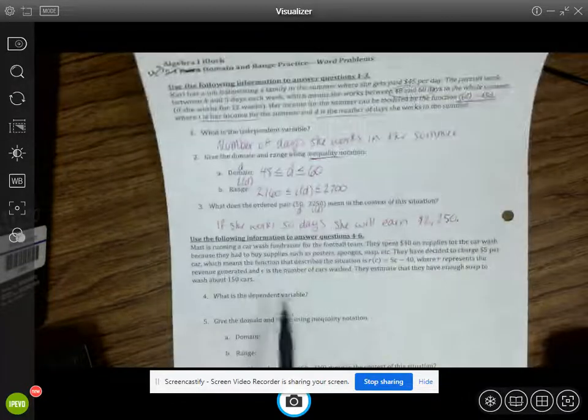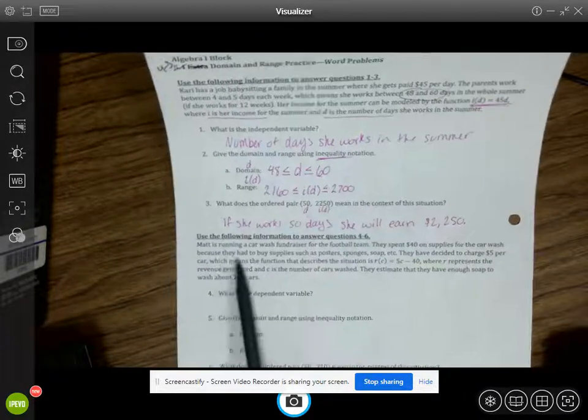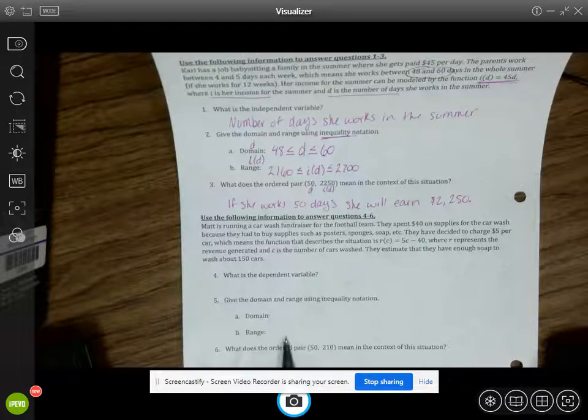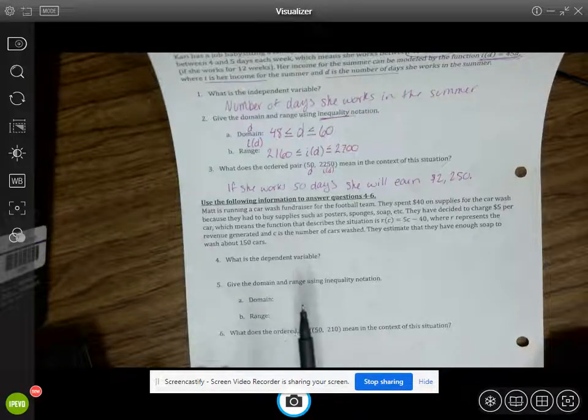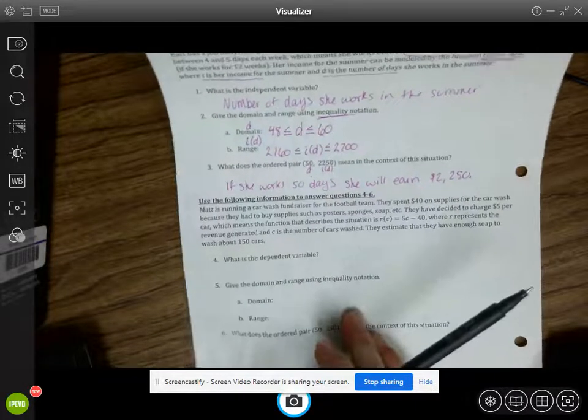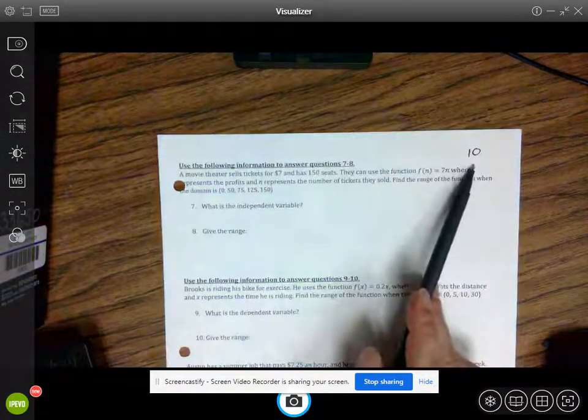You should try the second one. You should try this one before you continue this video. So pause the video, try this problem. You would maybe want to check it with the answer key before you continue. And now we're on page 10.